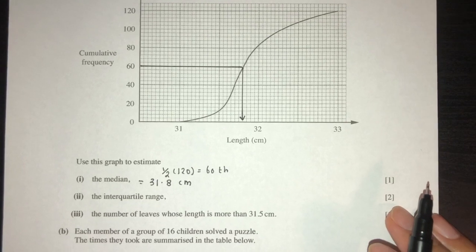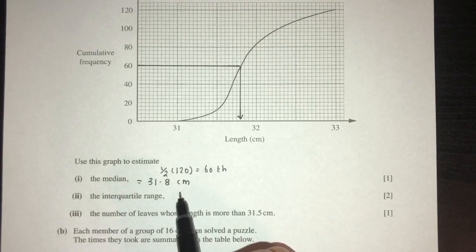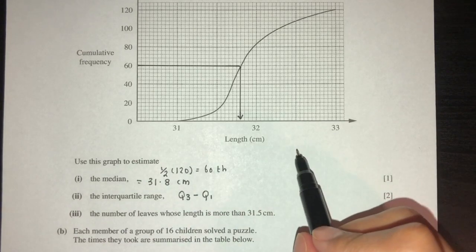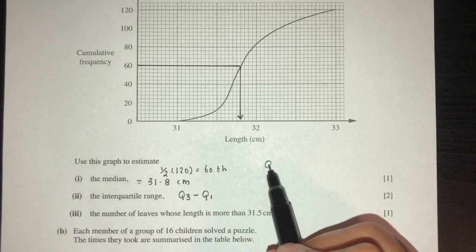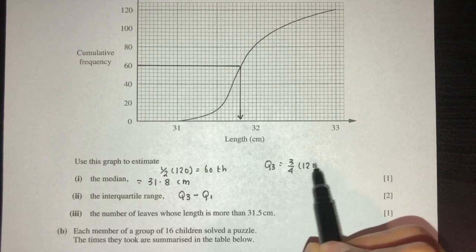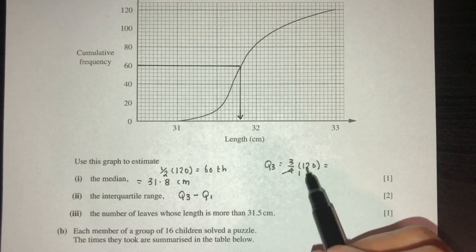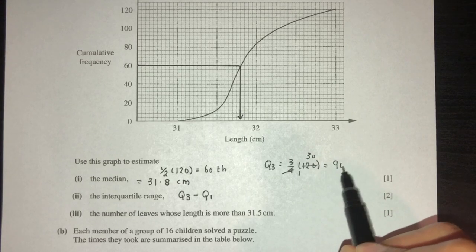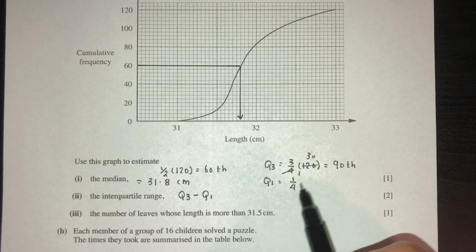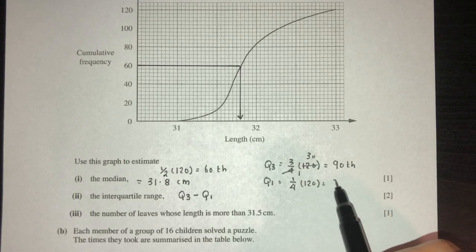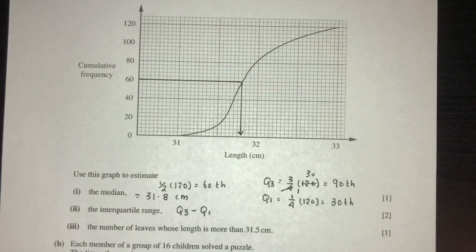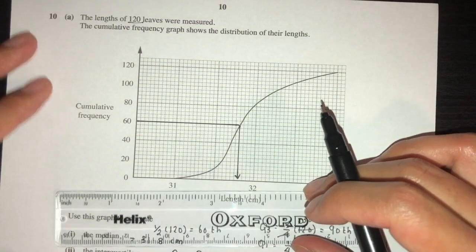Now for part 2, we have to find the interquartile range, which is upper quartile minus lower quartile. So let's first find the upper quartile. Upper quartile Q3 is equal to 3 over 4 times 120, which is your number of leaves. That will give you the 90th element. And Q1 is simply 1/4 times 120, which is your 30th element. So when doing these kind of questions, you always have to show your work. So Q1 will be the 30th element.